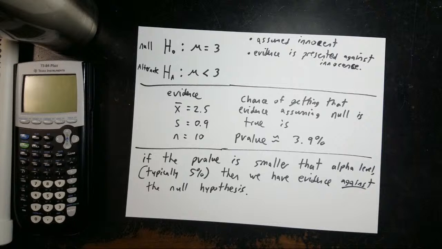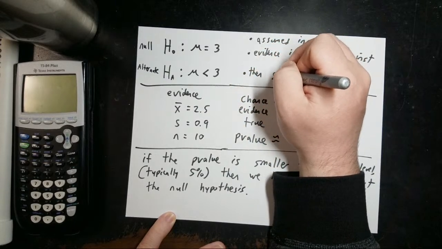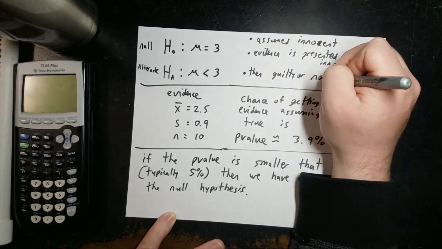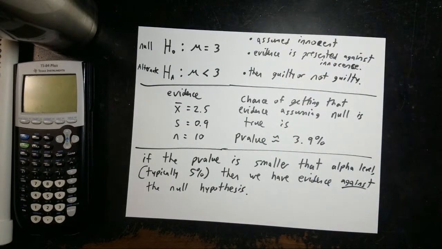Evidence is presented. Then what happens? Then a jury digests that evidence, and then they determine whether or not they're going to vote guilty or not guilty. I want you to notice this for a second. You're assumed innocent. Then evidence is presented against your innocence.